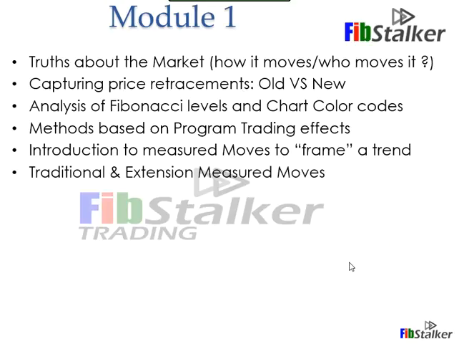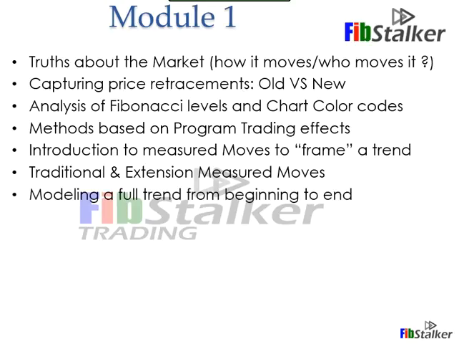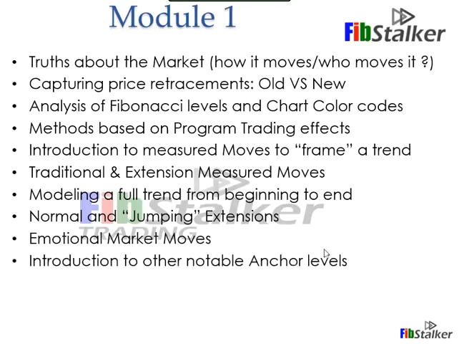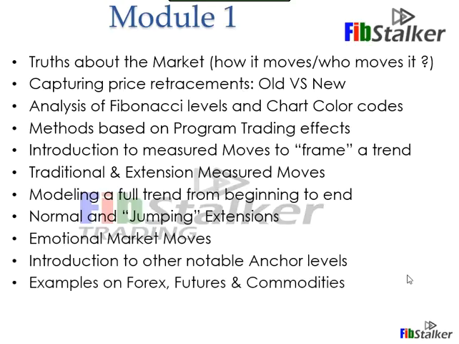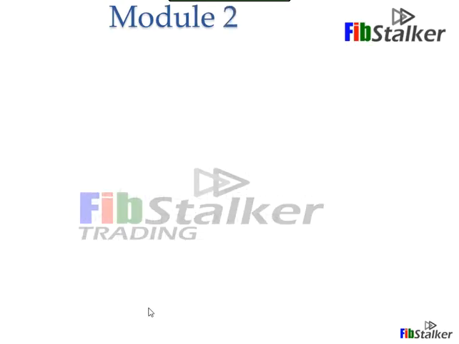We look at different types of moves, traditional extension measure moves. We look at so-called jumping extensions, as well as emotional moves. We will look at modeling a full trend from beginning to end. And we'll also look at normal, as I mentioned, jumping extension and emotional market moves. I will introduce you to the notable anchor levels, which are different ways of identifying these important 50% levels in different conditions, and we'll look at examples on forex, futures and commodities. Any questions? Just write them down.